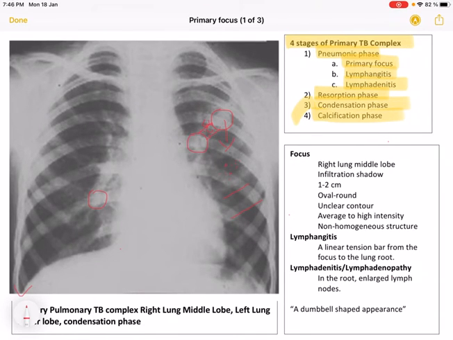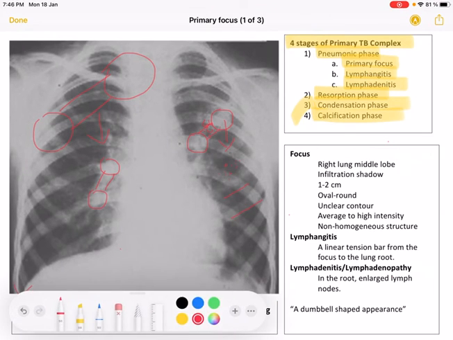The lymph nodes were previously markedly enlarged. Now the enlargement is gradually decreasing. It means that it's in a resolving phase. The same thing will happen to these 2 foci. If I compare with the primary, it is like this. Okay, now we can compare that the dumbbell shape structure or appearance is going to shrink and approximately disappear. This is the condensation phase.